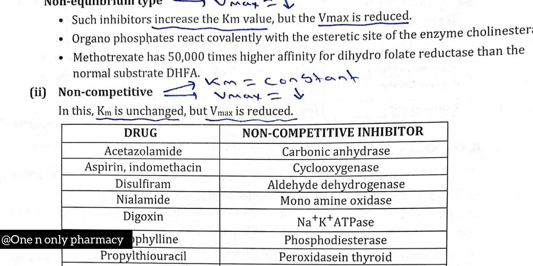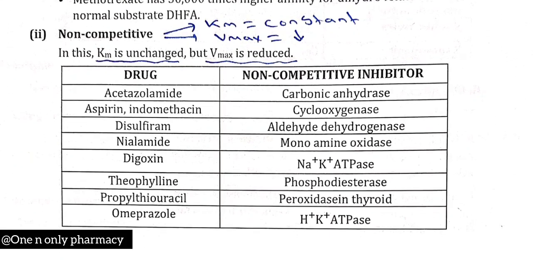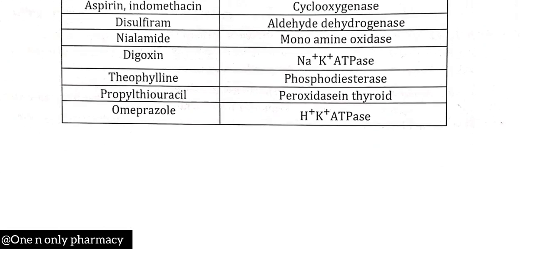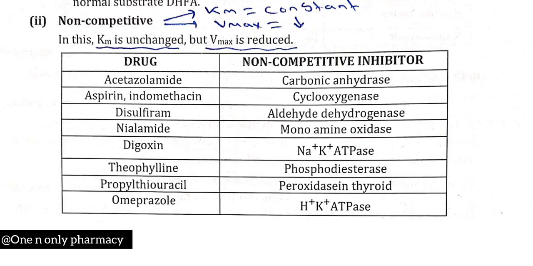Now, drugs and non-competitive inhibitors. First is acetazolamide, a non-competitive inhibitor of carbonic anhydrase. You all know about carbonic anhydrase. Here is a short trick for carbonic anhydrase inhibitors: all drugs ending with the suffix zolamide, acetazolamide, brinzolamide, dorzolamide, act as carbonic anhydrase inhibitors.